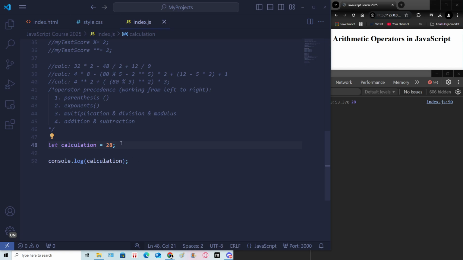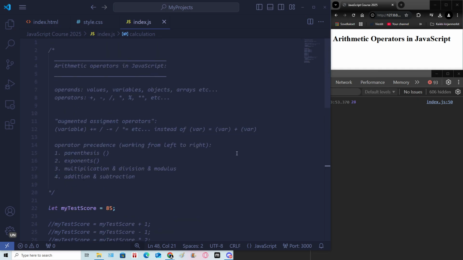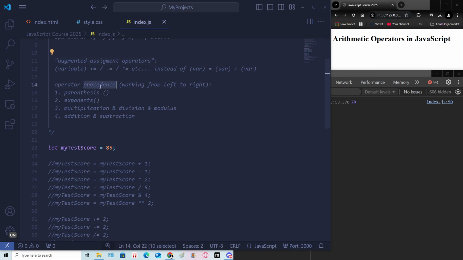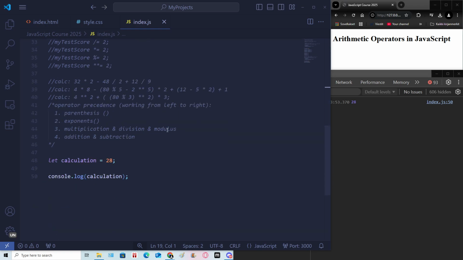So there we go. Alright, so that is an introduction to arithmetic operators in JavaScript, operands, operators, augmented assignment operators, operator precedence, and then the order in which we should solve the calculations, and also the order in which JavaScript solves the calculations.